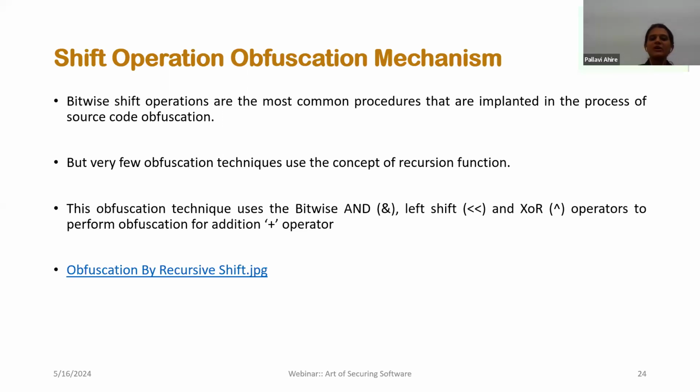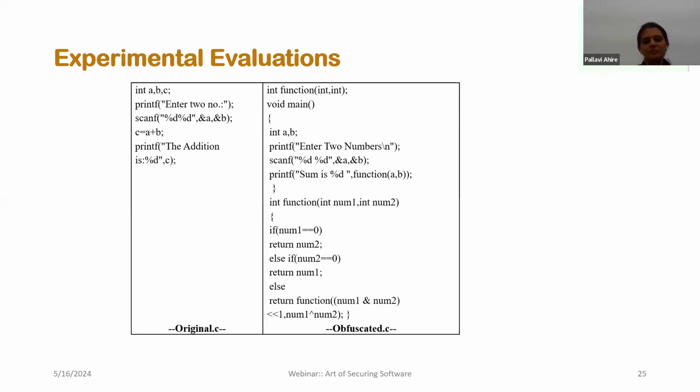Which bitwise operations have I used? I have used bitwise AND, left shift operator, and XOR operator, so that I can perform addition instead of this plus operator. So please observe the code now. See, the original code is addition of two numbers, and now I have written it in this way. I'll explain to you how it is written.